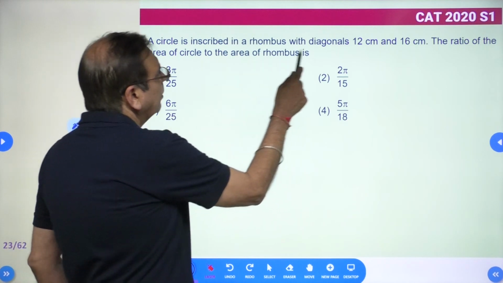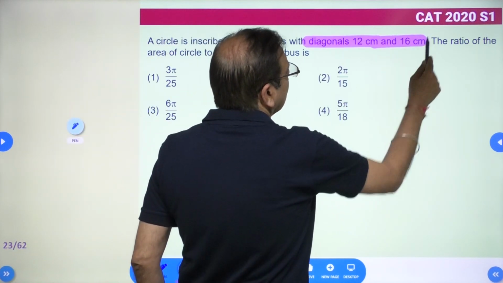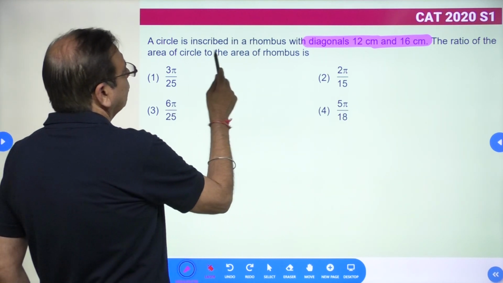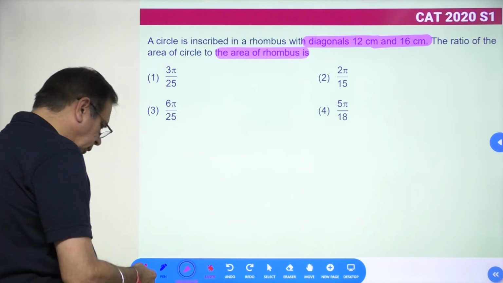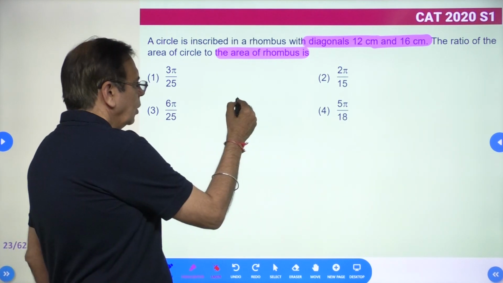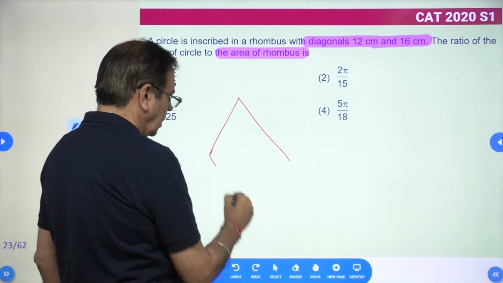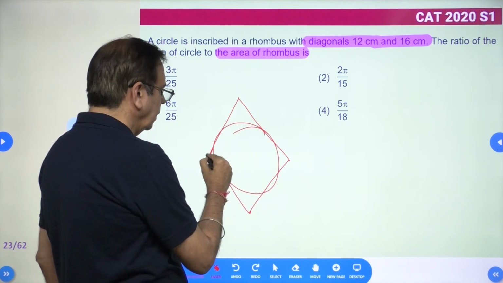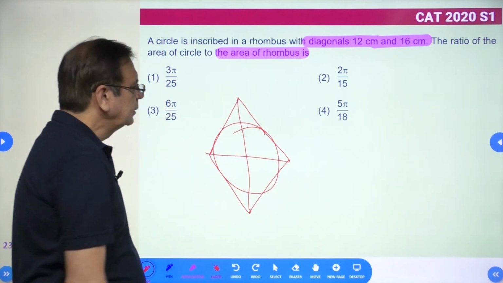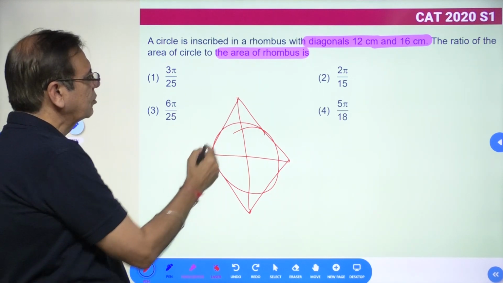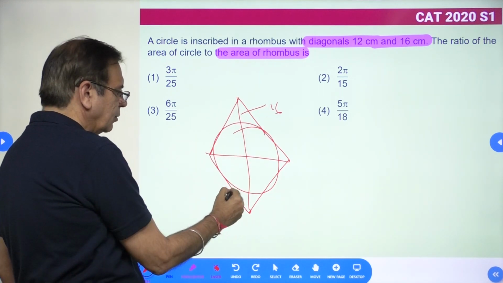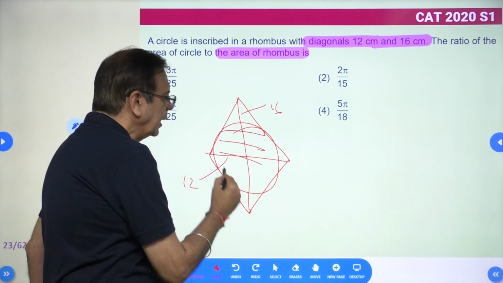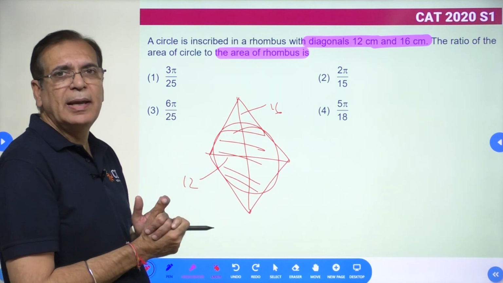A circle is inscribed in a rhombus with 12 centimeter and 16 centimeter diagonals. What is the ratio of the area of the circle to the area of the rhombus? Okay. Now, what do we need to do? This is a kind of circle and the diagonals are of length 12 and 16. This diagonal is of 16 centimeter, this diagonal is of 12 centimeter. We need to find what percentage of the area of the rhombus this circle contains.